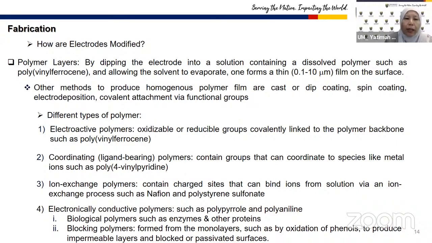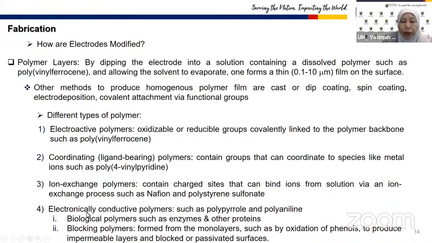You can also look at functionalization of that coating material. So let's look into a few types with examples here. If you want electroactive polymers, you can oxidize or reduce groups covalently linked to the polymer backbone, such as polyvinyl ferrocene. Or you can use coordinating ligand-bearing polymers that contain groups that can coordinate to species like metal ions, such as poly-4-vinyl pyridine. Or you can use ion exchange polymers, which contain charged sites that can bind ions from solution via an ion exchange process, such as Nafion and polystyrene sulfonate.